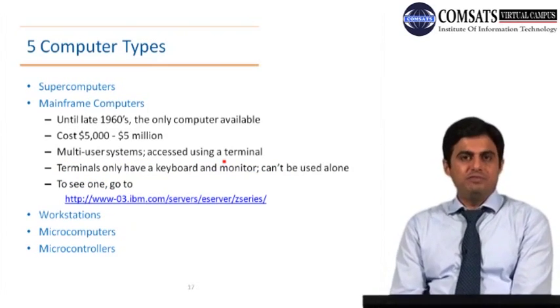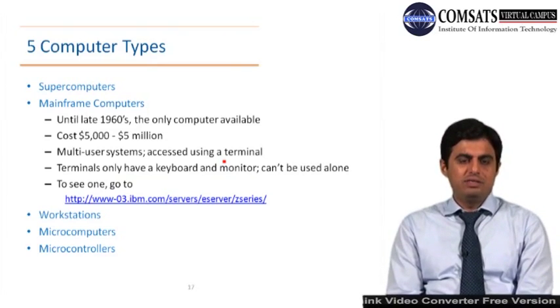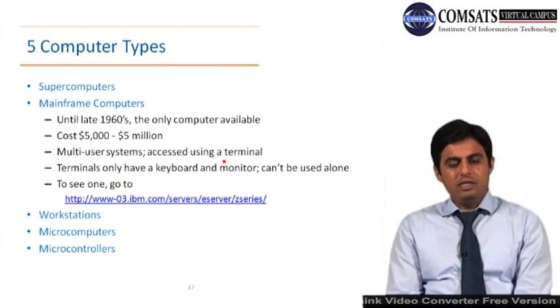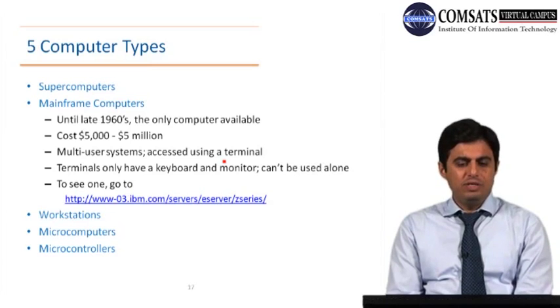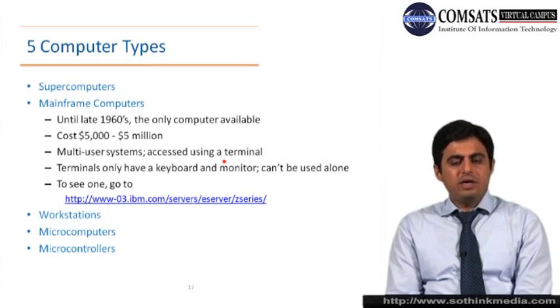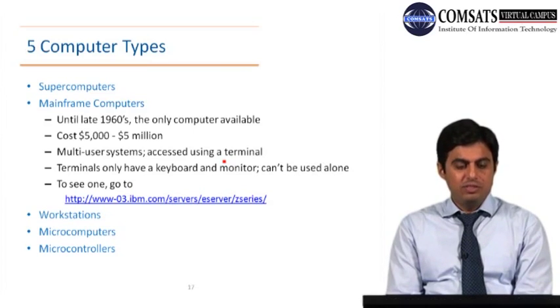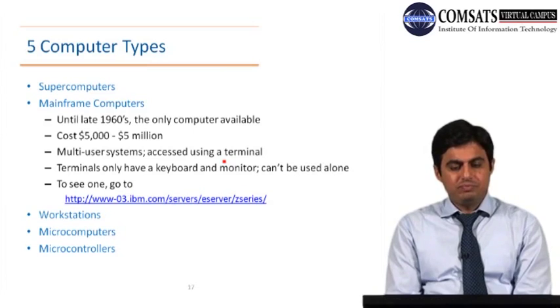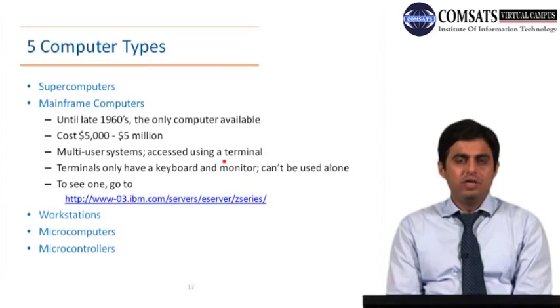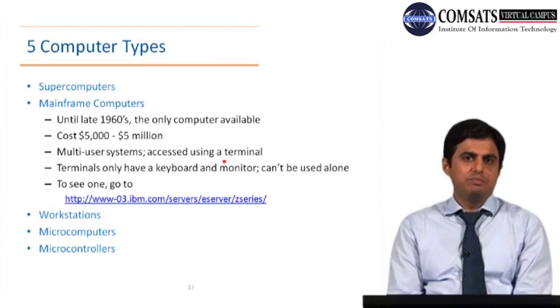Okay, then we come to the mainframe computers. They were introduced in the late 50s and 60s, and then after the 60s they are not very common in the world. At that time, this was the only computer available, and its cost ranges from $5,000 to $5 million. It is also a multi-user computer, and it is accessed using a terminal. So what is a terminal? A terminal is simply a mouse or keyboard, and multi-user means that there used to be several terminals for a single computer.